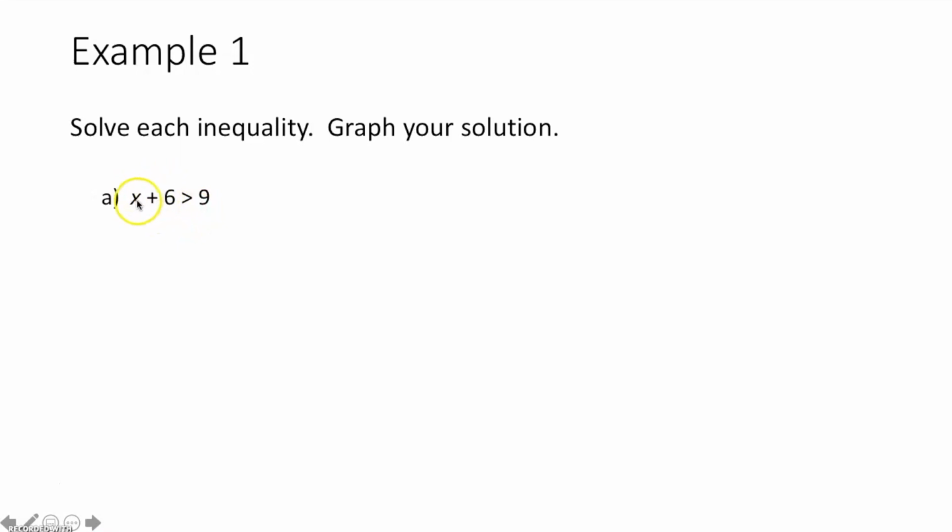So we start with anything added or subtracted to our variable. So this plus 6 has to go over here. In order to do that, I do the opposite, the inverse. I subtract 6 on both sides. These cancel out. And then 9 minus 6 is going to give you 3. We're left with x is greater than 3.